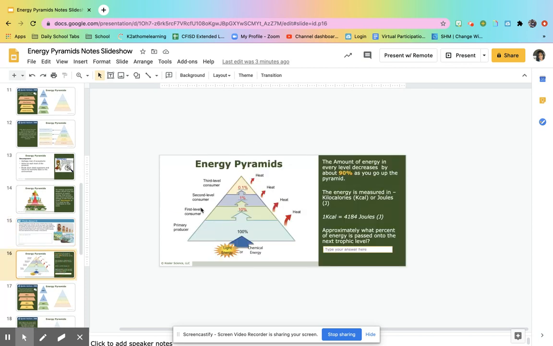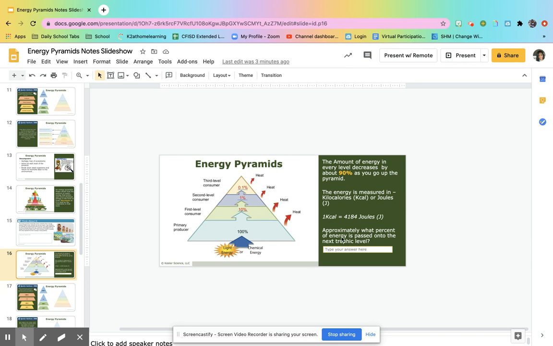It'll only help you. All right, so here is what we talk about with the breaking down of energy, okay? This is similar to what you guys did in your lab. The amount of energy in every level decreases by about 90% as you go up the trophic levels. The energy is measured in kilocalories or kcal or even joules. So it can be measured in either one. 1 kilocalorie equals 4,184 joules. And this is something that you'll learn in chemistry. Nothing you really need to go really into. You just need to know that kilocalories or joules are the units that go after it, just like grams, pounds, and so forth. This is just a unit that energy is measured by.